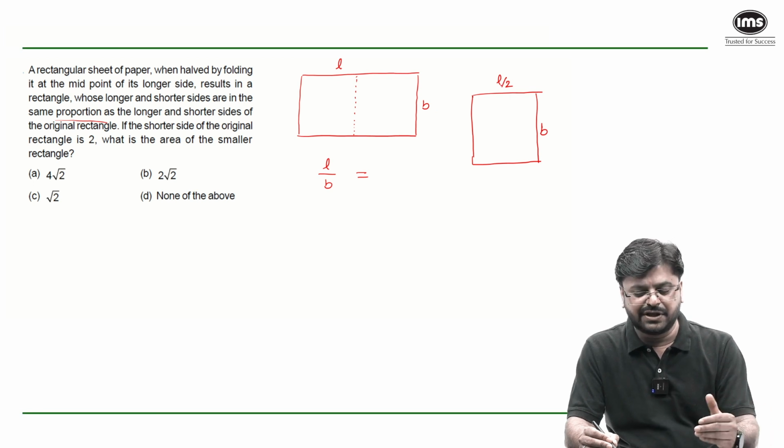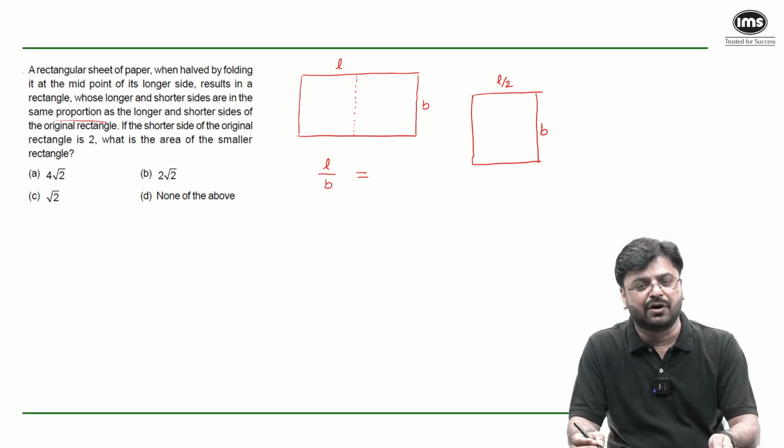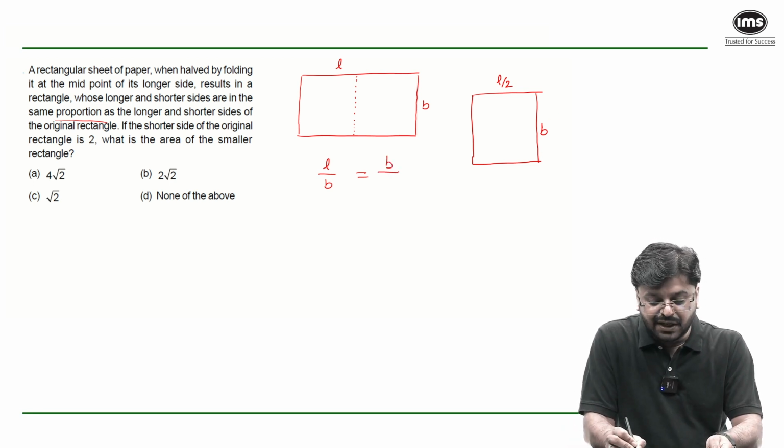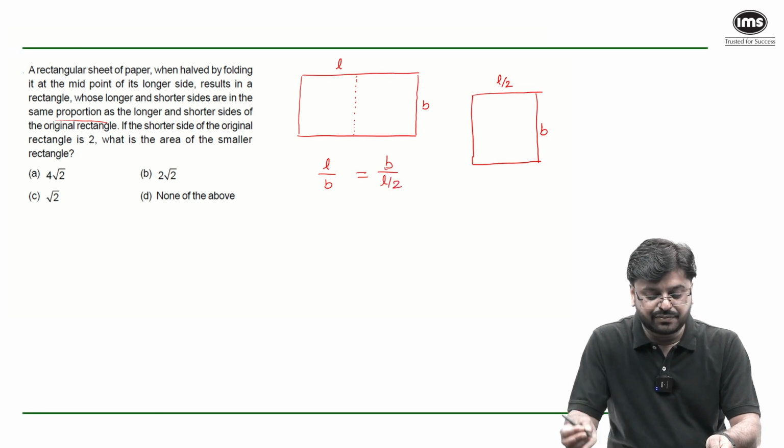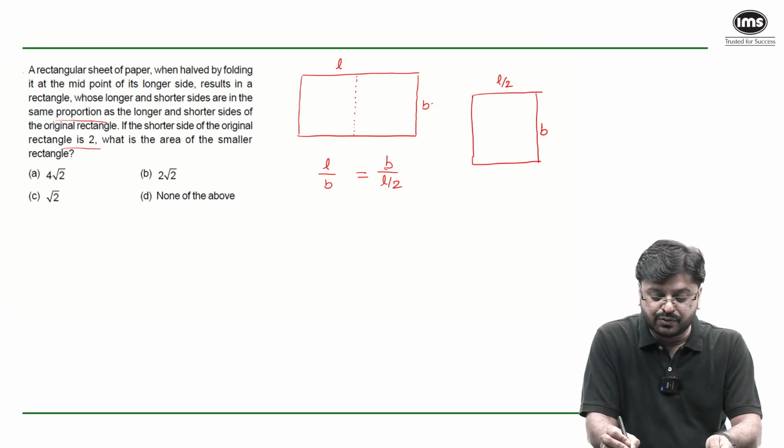How is it possible that L by B is also equal to L by 2 by B? That is not possible. So which means this B part will become the longer side now and this will become the shorter side, L by 2.